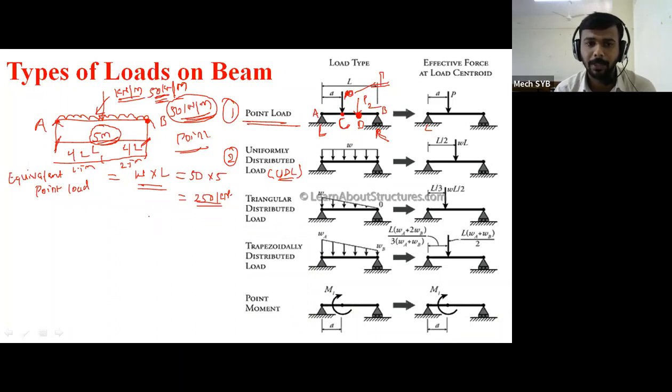Now, if I give one figure to you, for example, see, this is one simply supported beam. This is point C, this is point A, this is point B. And this is the UDL. This is 2 meter. Left side is 3 meter.